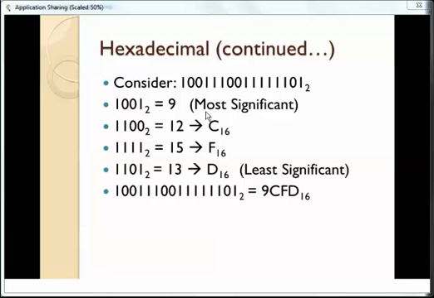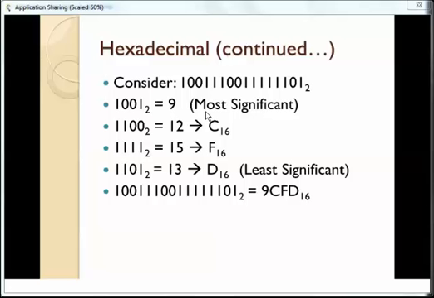And then we take, again, from our binary string, our next 4 binary digits, 1111 base 2. And that converts to a decimal 15. Again, in the hexadecimal world, we don't have a 15, but we do have F to represent that. So that's our next hexadecimal digit.